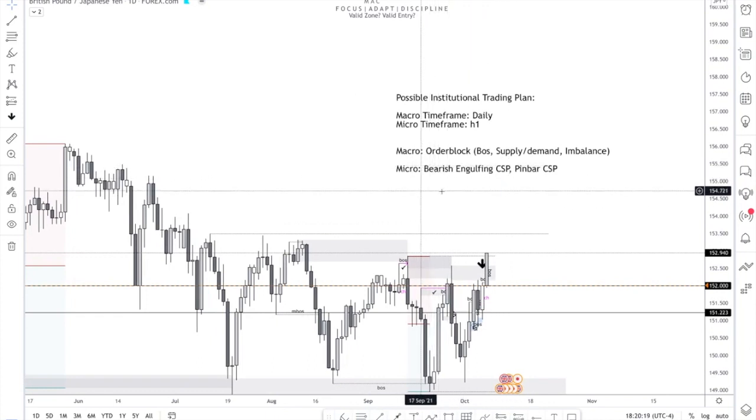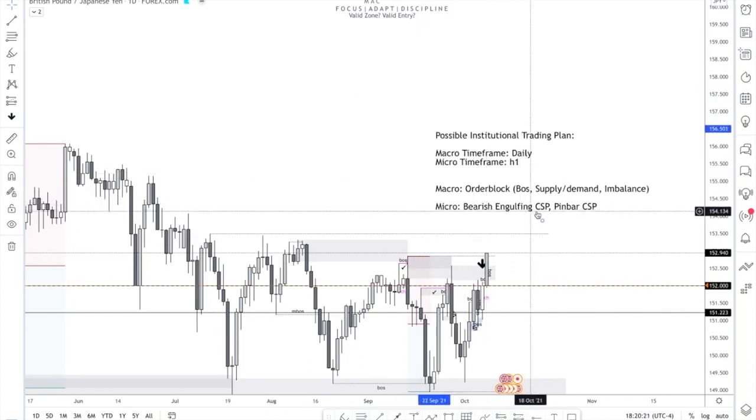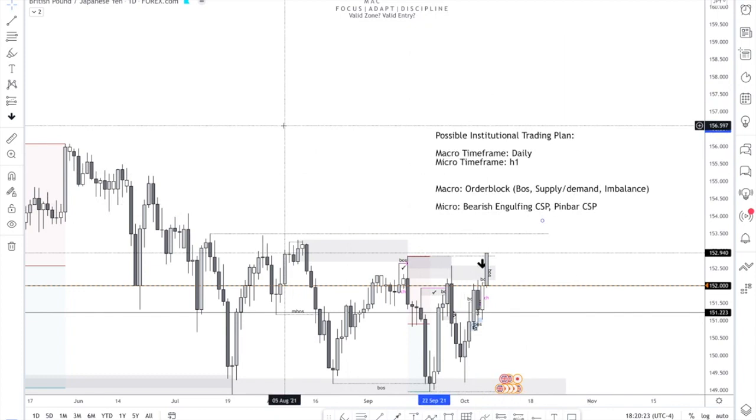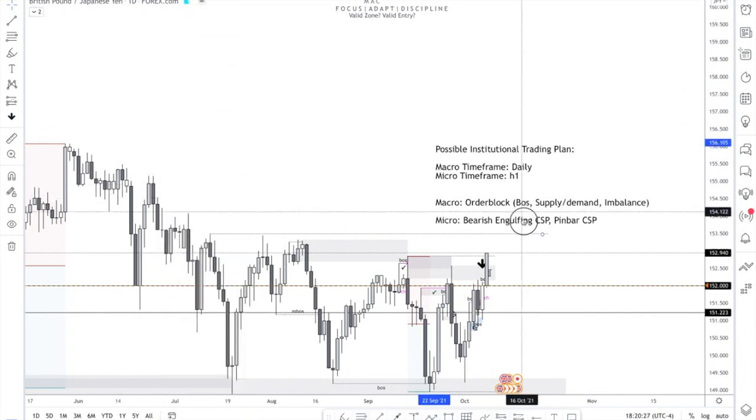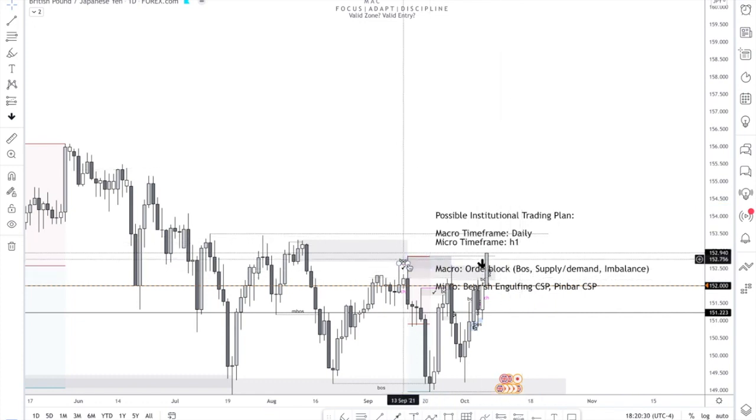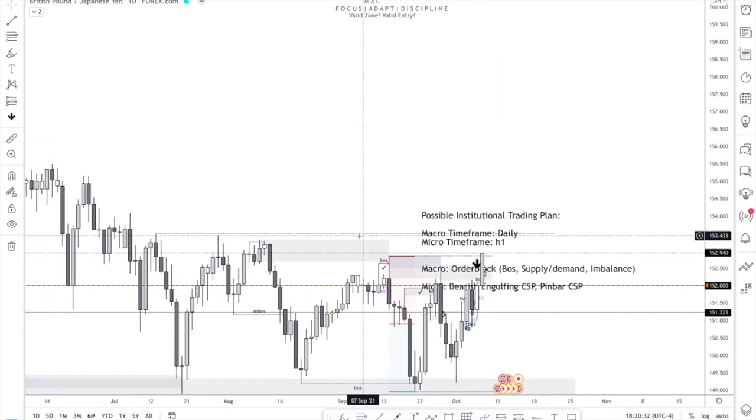So what are we looking for on the micro time frame? Bearish engulfing candlestick pattern or pin bar candlestick pattern. So let's actually go to the H1 time frame, which you guys know I don't use. It's not something that I use at all, and we're going to be looking in this area here. Mainly because we see.